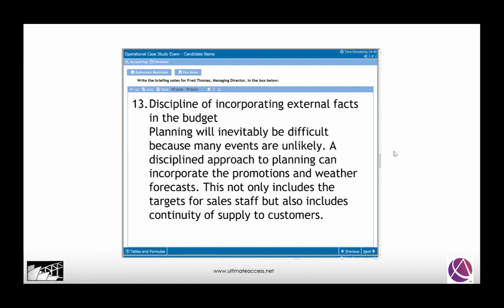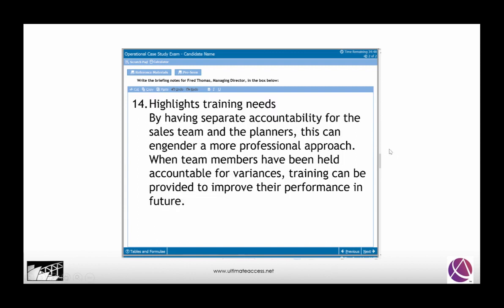Discipline, yes, the planning needs to be a more disciplined approach, and this not only includes the targets for sales staff, but also the continuity of supply to customers. Highlights training needs. Sure, we may well be able to use these planning variances to identify that our planners need to train harder, or that our sales team, now that they're only being faced with operational variances, see where they perhaps need some more guidance and assistance.